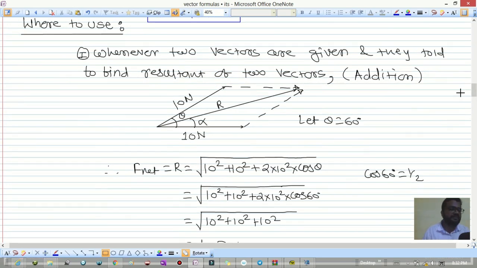Whenever two vectors are given and they ask you to find the resultant of two vectors, right? So whenever two vectors are given, a vector is supposed to be 10 Newton in the east direction. The second vector given is 10 Newton, 60 degree east of north, or north of east 60 degree, whatever it is given. If that is the case, then you have to use the resultant formula, and that is root of a squared plus b squared plus 2ab cos theta. So I took one example over here.